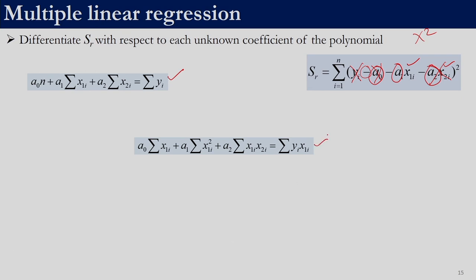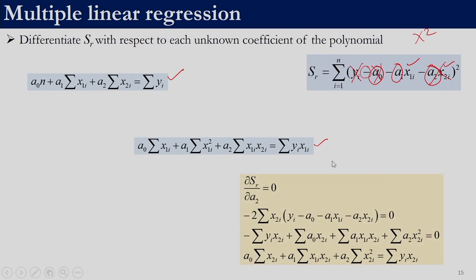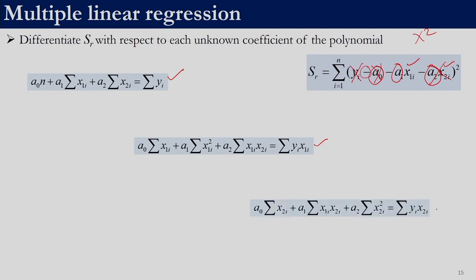So, that is our second equation. Similarly, we can do dou SR by dou A2 equal to 0. I leave the differentiation to you. Here also we will get an equation which involves A0, A1, A2, and they are linear. The right hand side is summation of yi x2i, and all these coefficients can be calculated, since x1, x2 are known.